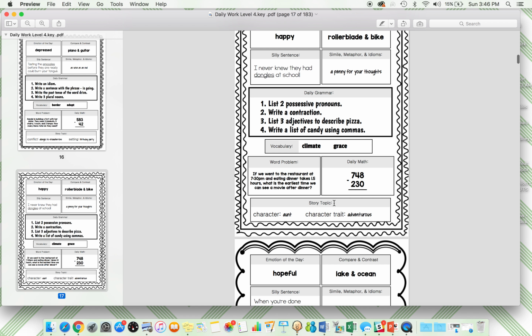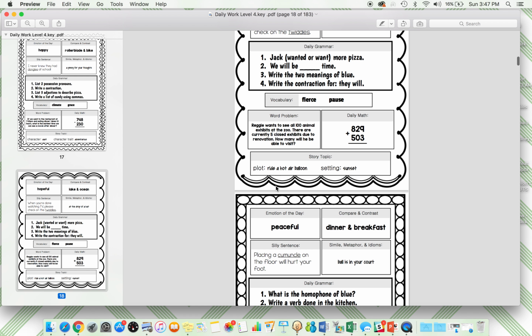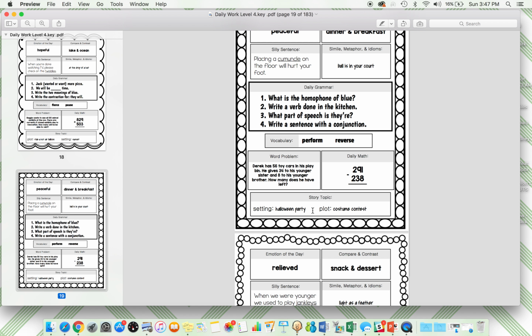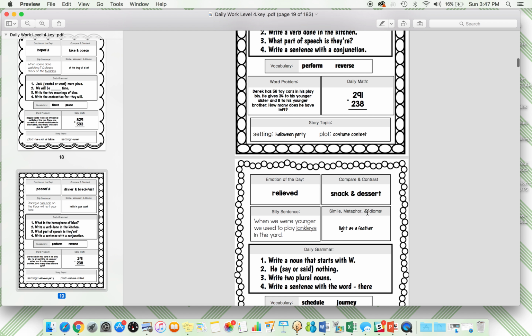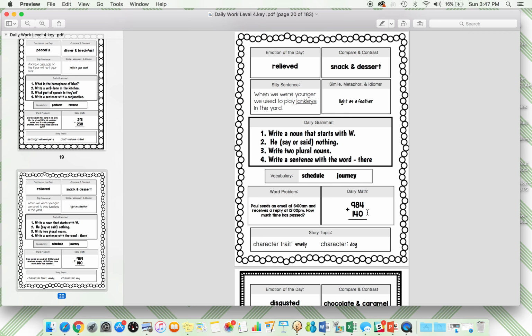So the students have to select a story topic and then include these two components. This one has to include an ant who's adventurous. This story needs to include a hot air balloon, and the setting is at sunset. Here, the setting is a Halloween party, and the plot is a costume contest. So they have to include these two story elements.